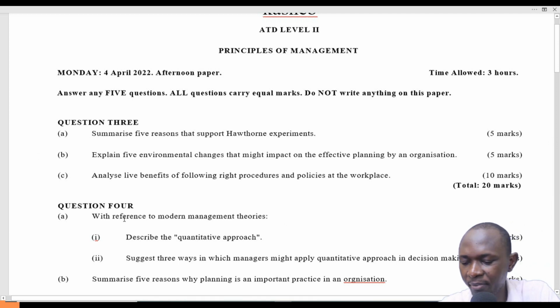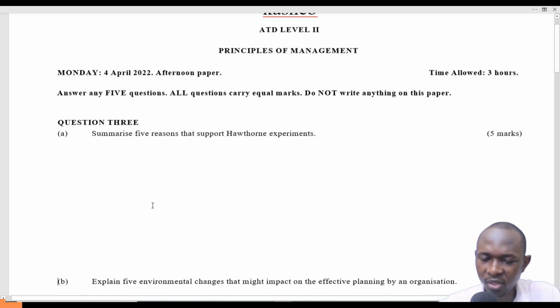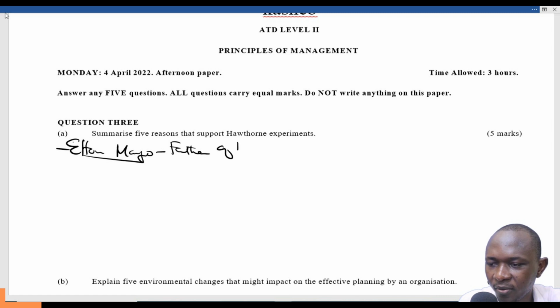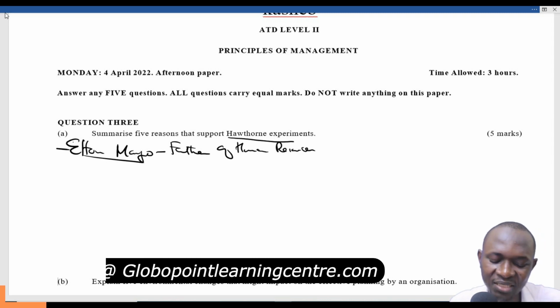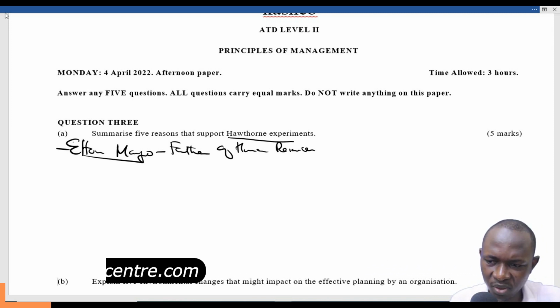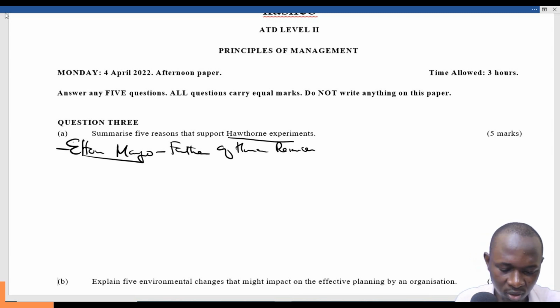Hawthorne experiments are found in the evolution of management. We had the pre-classical theories, then we talked of classical theories, and then the period after the classical theories. That's when we had this professor called Professor Elton Mayo, who is now referred to as the father of human resource. He was the one who conducted these Hawthorne experiments in the USA. The company was called Hawthorne Works. So he did a lot of experiments, which were later to be referred to as the Hawthorne experiments.